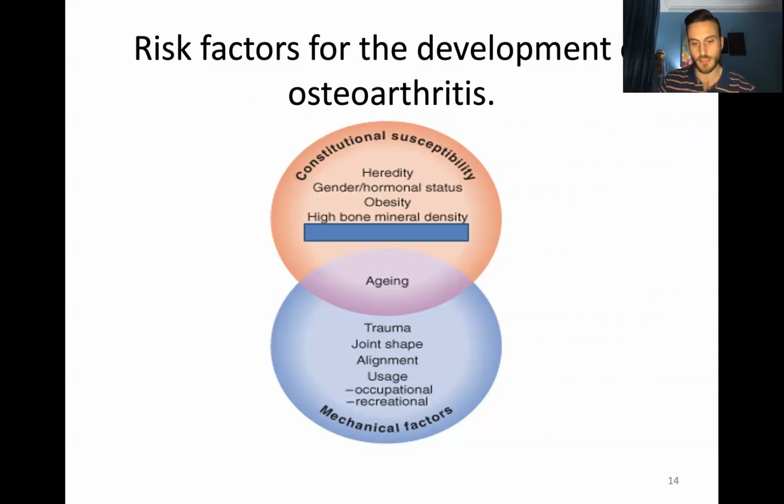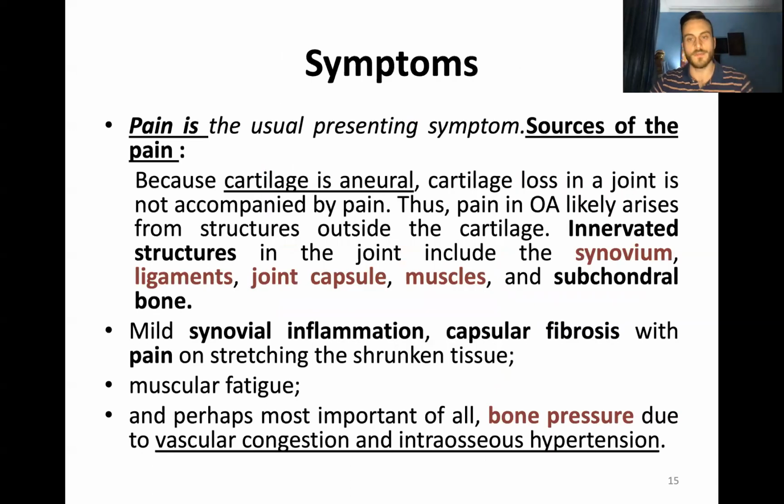And then the mechanical factors. For the mechanical factors, which will cause you secondary osteoarthritis, usually it's trauma, joint shape, alignment, usage, or occupation. Trauma, especially for the intra-articular fractures, which are mal-reduced. They are not reduced very well. You remember anatomical reduction, rigid fixation; if it was not anatomically reduced, it will increase the risk of osteoarthritis.